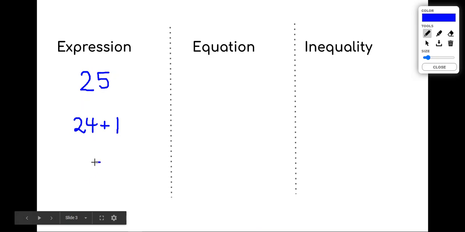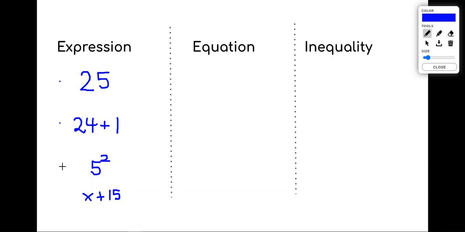Or we could say 5 squared. Same thing. Or we could say something like x plus 15, and one of the values that this could have, if x was 10, would be 25. So each of these is a single expression, one value, just written in multiple ways. Okay? They can be any value and contain any combination of letters or variables, numbers, and operations.